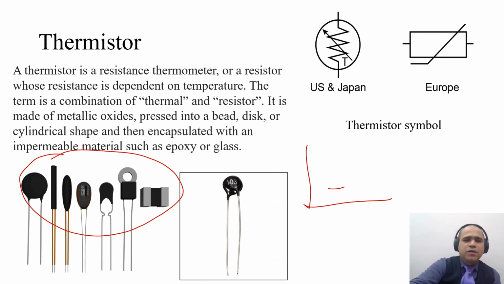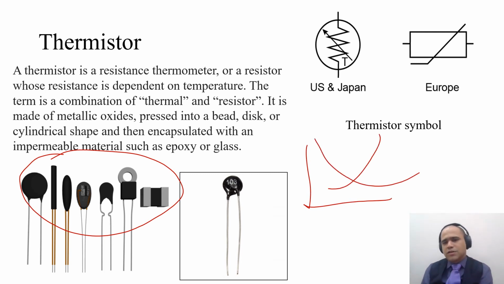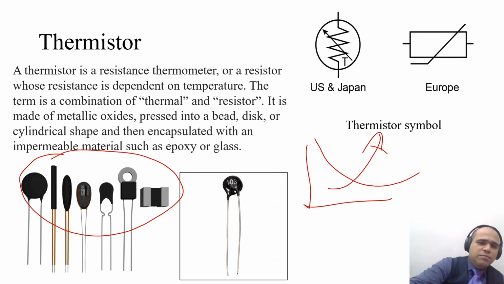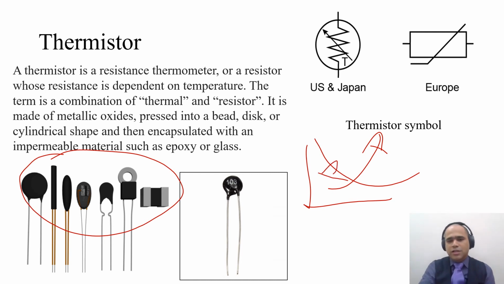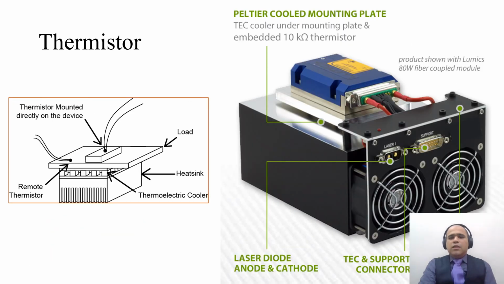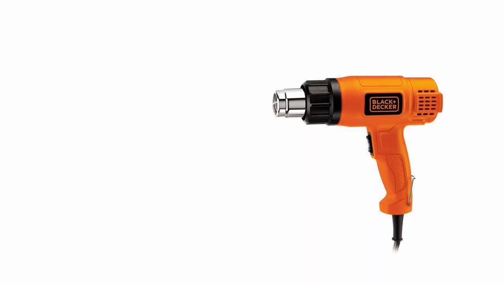There could be a positive temperature coefficient or a negative temperature coefficient. Positive means as temperature increases, resistance increases, and negative means as temperature increases, resistance decreases. These thermistors are typically mounted between Peltier plates and are seen inside the SMPS of computers. How does a hair dryer operate?